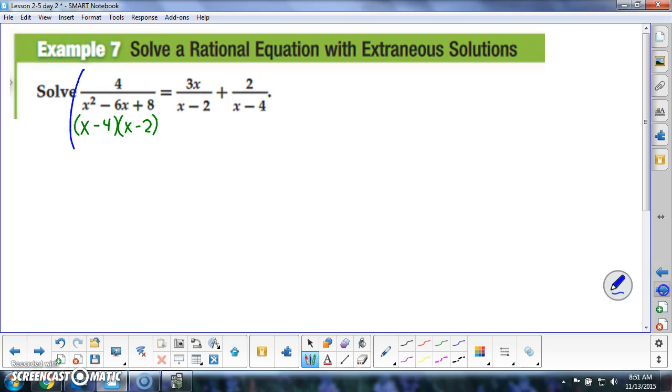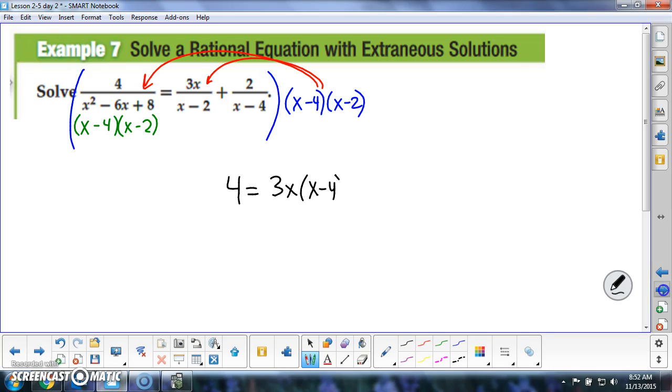Now we're going to have to take this whole equation and multiply by the LCD, which is x minus 4, x minus 2. Okay? So we distribute the LCD to each term. Now when I take it to the term on the left, everything cancels out, and I end up just with a 4. When I take the LCD times this term, the x minus 2's cancel, so we get 3x times x minus 4. And then when I take the LCD times this last term, the x minus 4's cancel out, and so we're left with 2 times x minus 2.